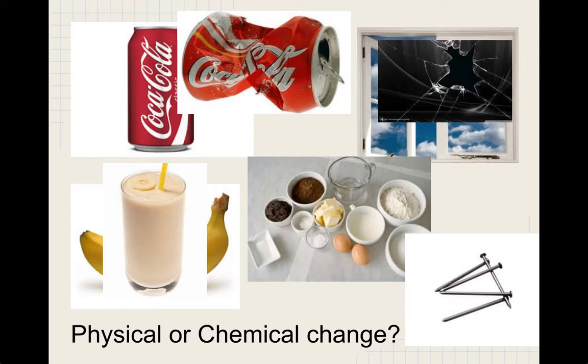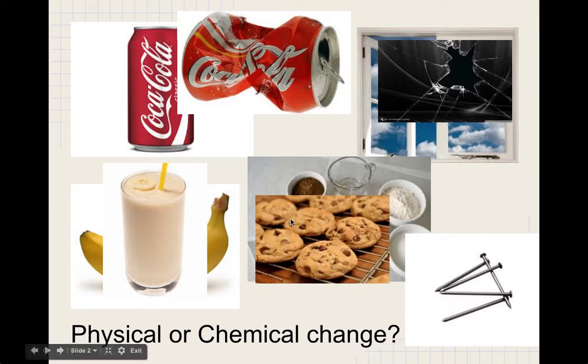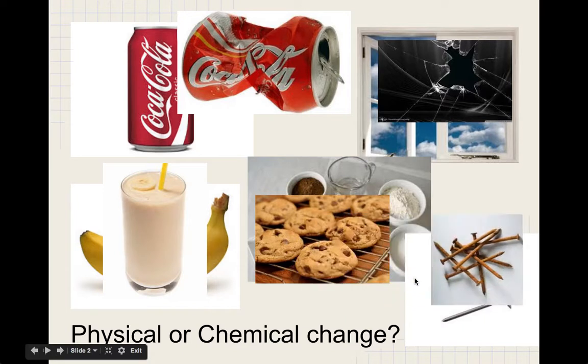Now, there can also be changes that are a little more complex. So here we have all these ingredients, and we can change these ingredients into cookies. And we've got these nice clean nails here, which can become rusty. Now, all of these changes are either physical changes or they're chemical changes.